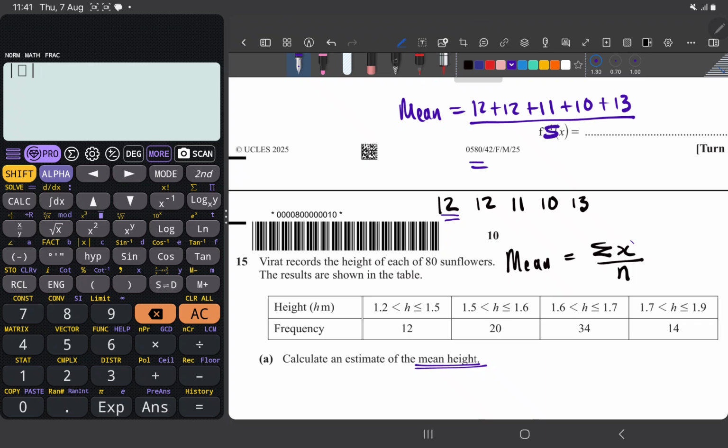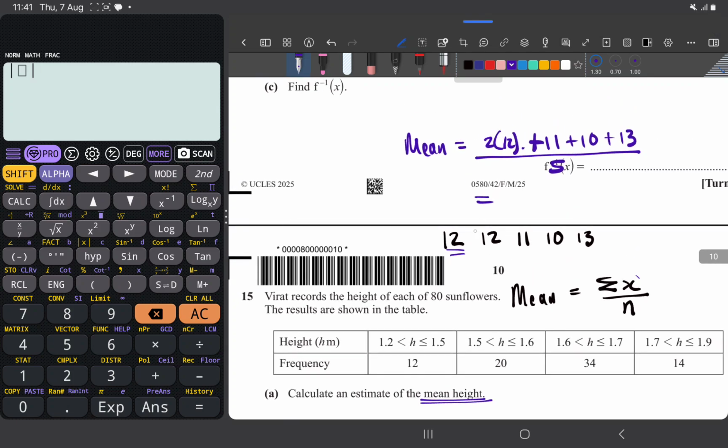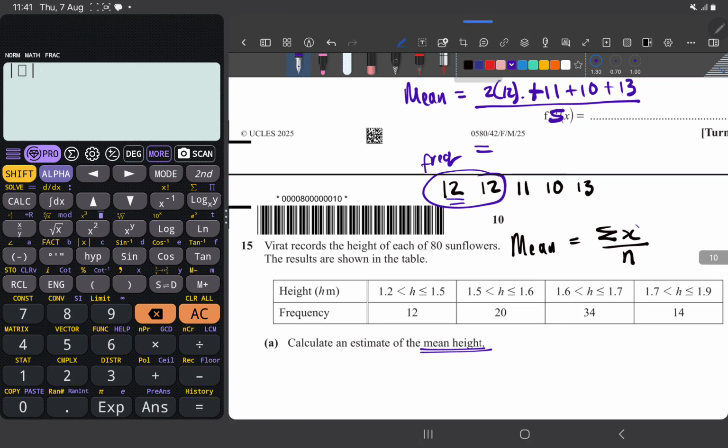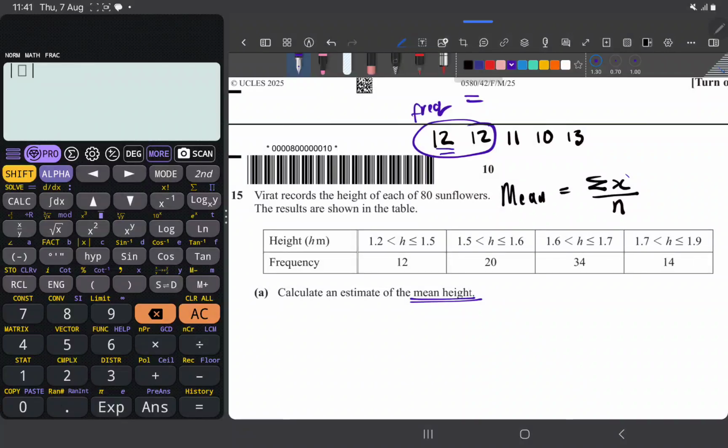Now the thing of it is, since there are 2 12s, instead of saying 12 plus 12, you can say 2, then open bracket 12. So it's 2 12s then plus 11 plus 10 plus 13, and you can still get the same answer for mean. So these 12s are 2. So we say that the frequency is 2. Frequency means how many they are, okay? So this is the same thing that you are now seeing in the table. The table is the harder version now.